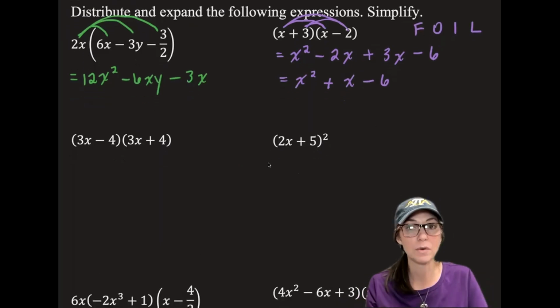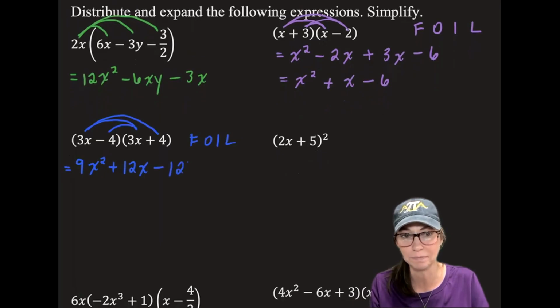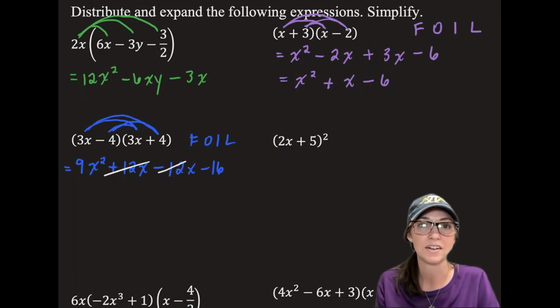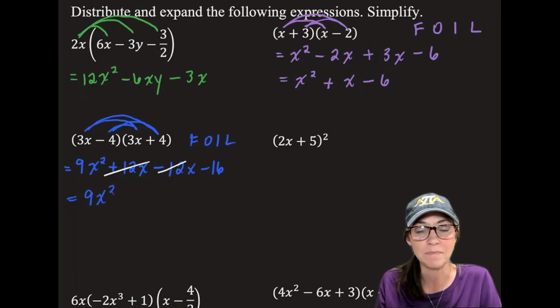Okay, for this one, we are also going to FOIL, but something interesting will happen in this one, right? So 3x times 3x, we multiply the 3's to get 9. X times x is x squared. The outside term is 3x times 4. That's positive 12x. The inside term is negative 4 times 3x. That's negative 12x. And negative 4 times positive 4 makes negative 16. You may have noticed, the outside and the inside term, those are going to cancel. Negative 12x and positive 12x, those are opposite operations. They cancel out. So we get 9x squared minus 16.